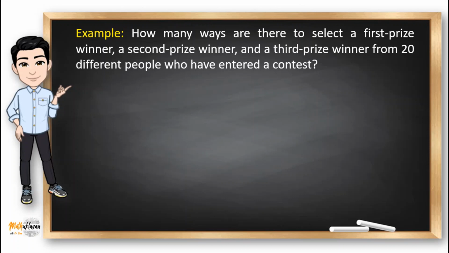In this example, how many ways are there to select a first prize winner, a second prize winner, and a third prize winner from 20 different people who have entered a contest? If we're talking about the 3 places, the arrangement is important, because if person A wins the first prize, it's different if person B wins. So we can use permutation. In the formula, n is equal to 20, and since we have 3 places, r is equal to 3. So we have 20P3. Using your calculator, the answer is 6,840. So there are 6,840 ways to choose the winners.